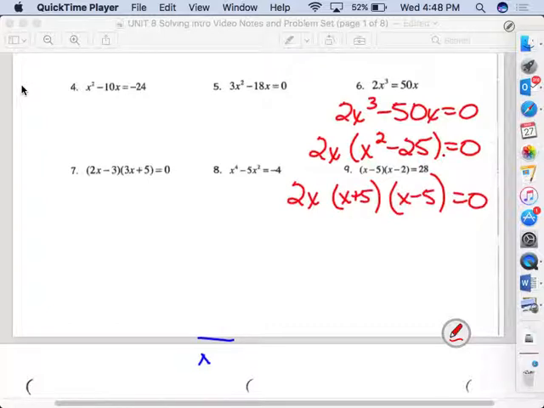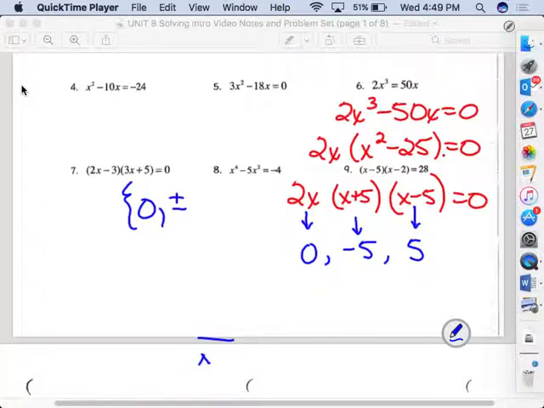So when I set each individual factor equal to 0, the root resulting from 2x equals 0 is 0. The root resulting from x plus 5 equals 0 is negative 5. And the root resulting from x minus 5 equals 0 is positive 5. So my three roots here are going to be 0 and positive negative 5. And the trait that I would like to point out is I started with a degree 3 equation. Notice I have 3 solutions. So I'm just trying to directly link that together for you.